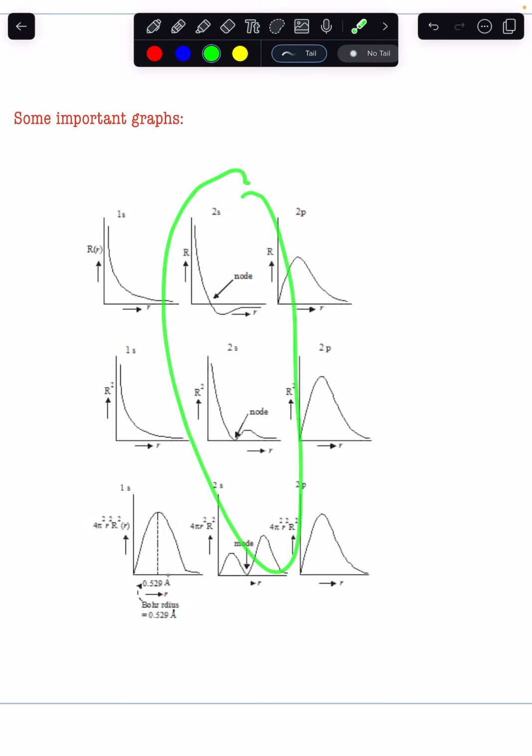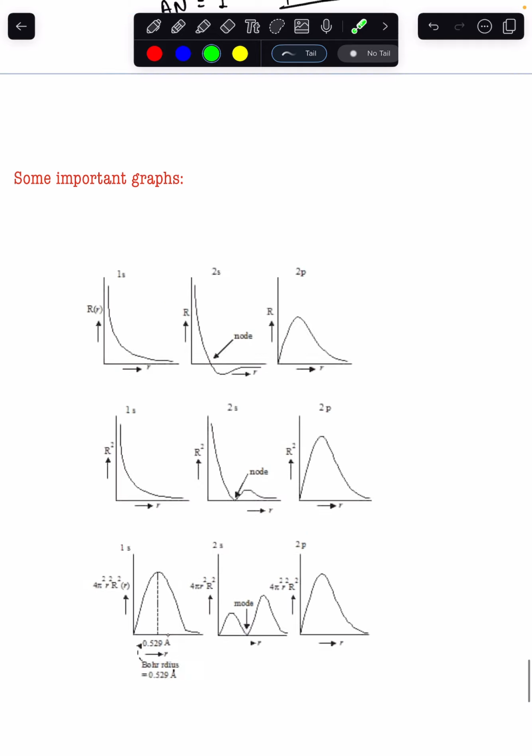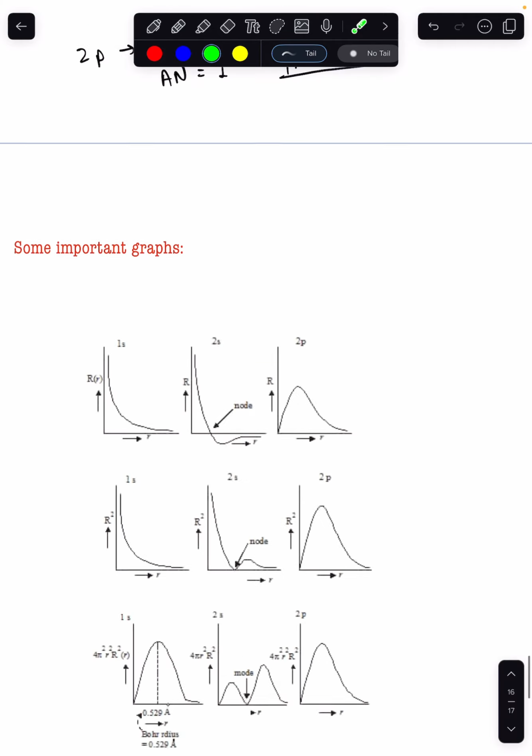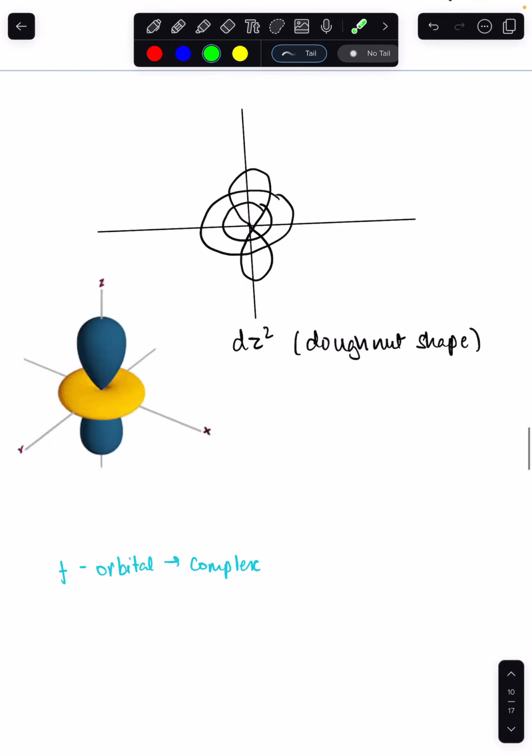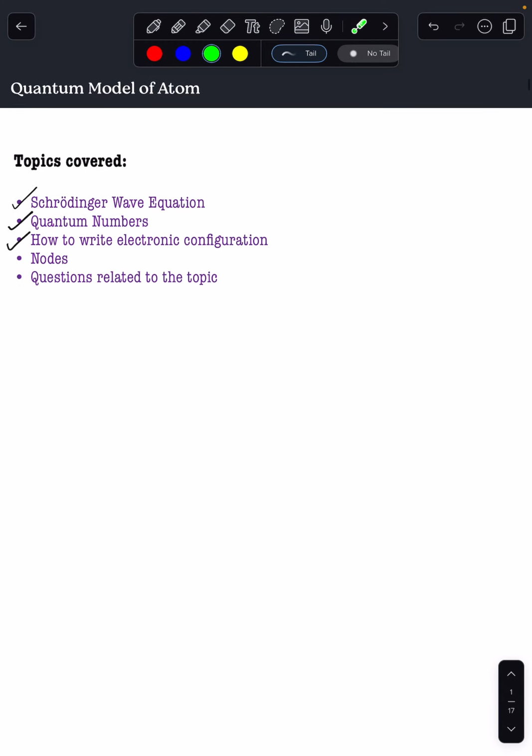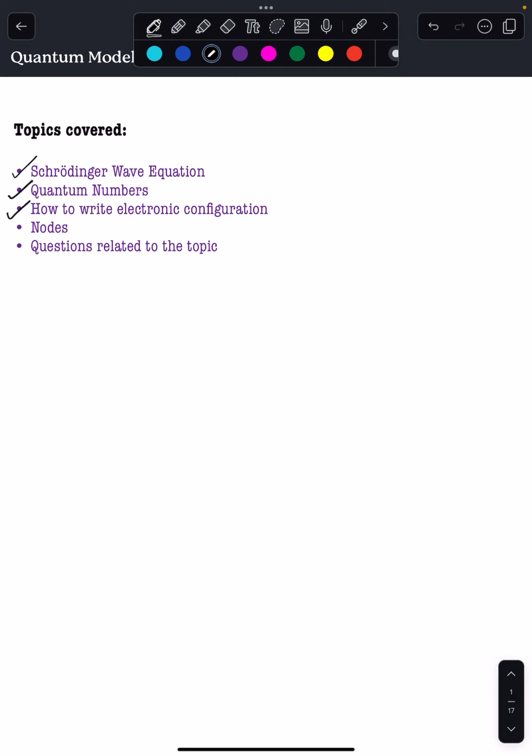Similarly for 2s, only one node is there. For 2p, only one node is there, right? And there are some equations, like if they give the equation, you can do it like that. Alright, so this is it for the theory part, I think. Yeah, this is it for the theory part. We are done with nodes as well.